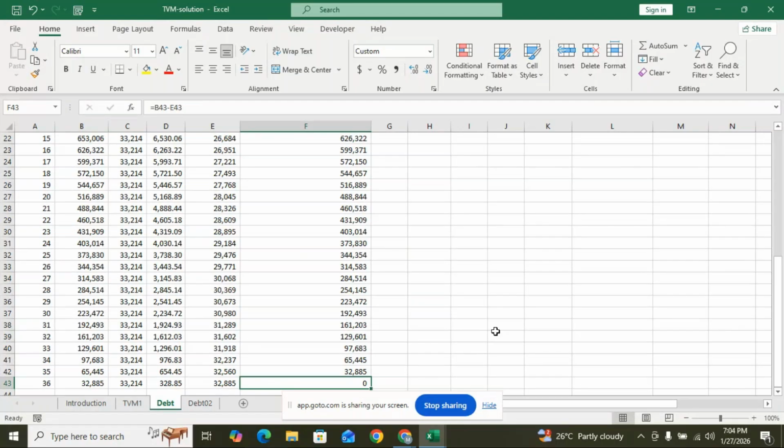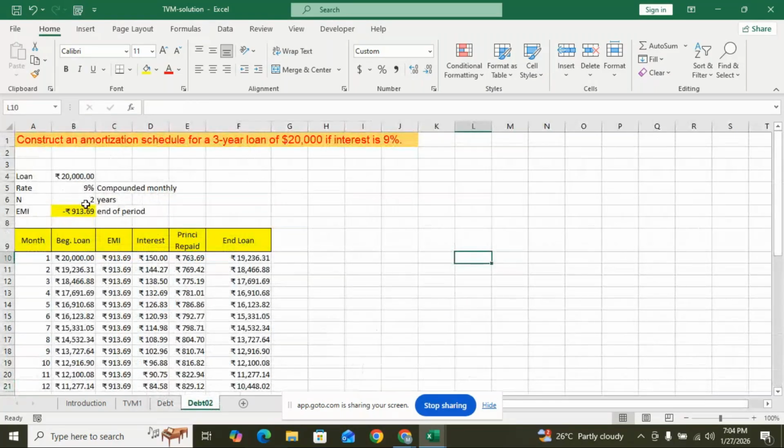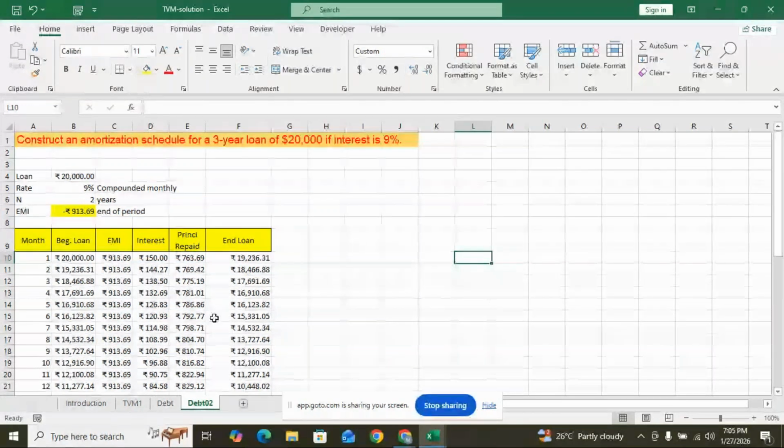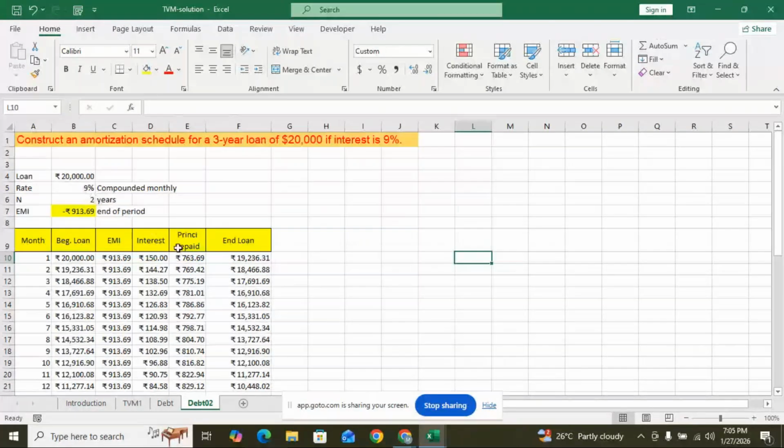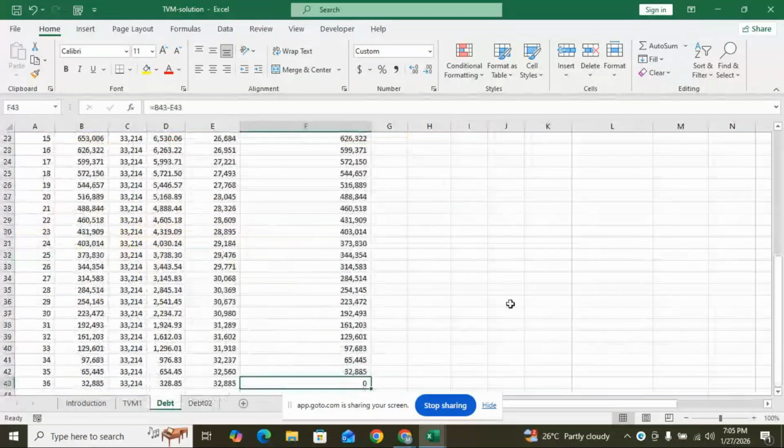Please try out debt 2, where I've given 20,000 as the loan amount. Do the same as you did for case 1, carry on. This is your case 2: 20,000, 9%, and the EMI should be 913.69 paise. So just try it out the same way. Only the loan amount, rate of interest, the period, and the EMI change. The working is the same. So please complete your debt 2 sheet if you're finished with debt 1.